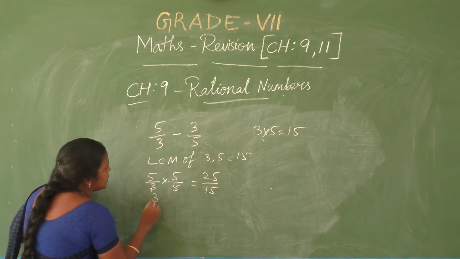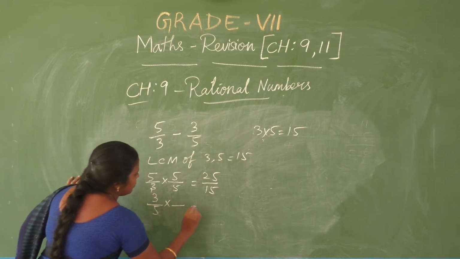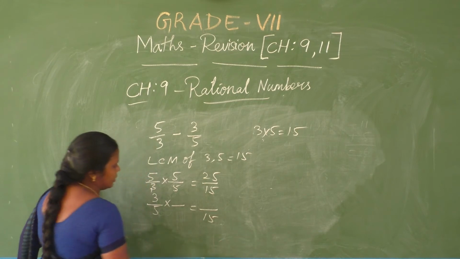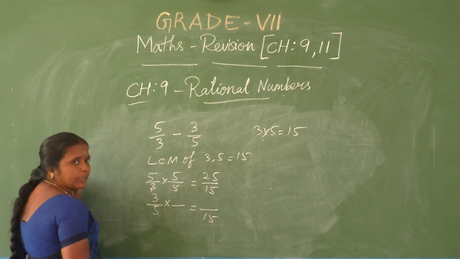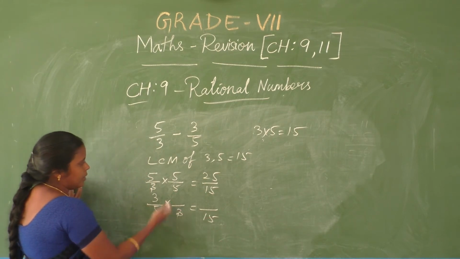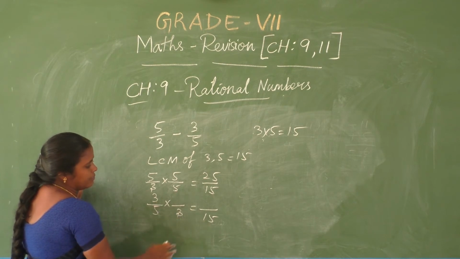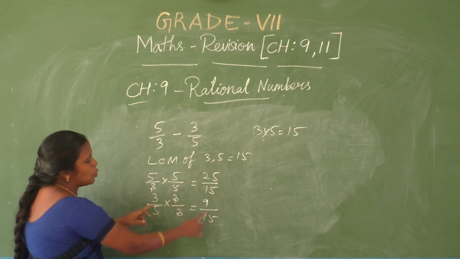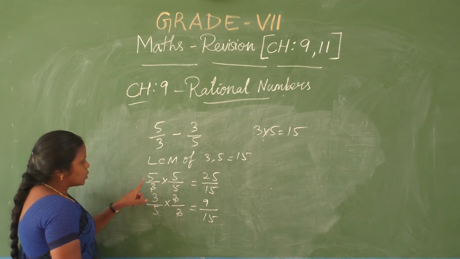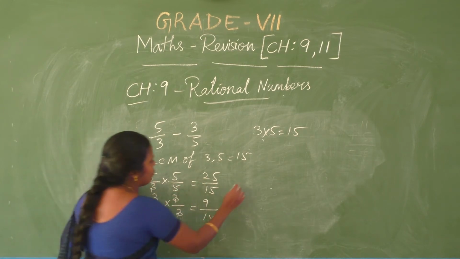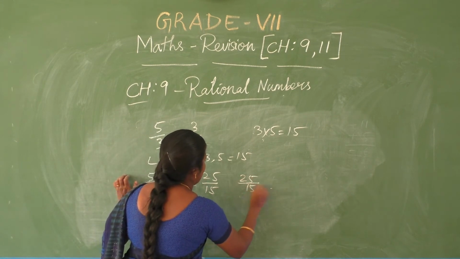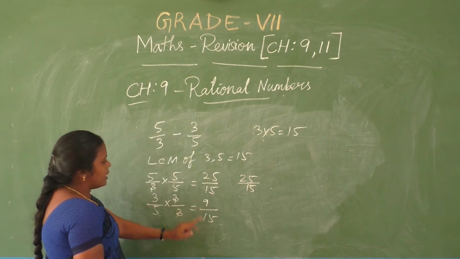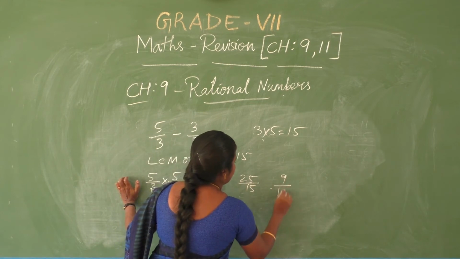Take that 3 by 5. LCM answer I want here. What to do? 5 into dash equal to 15, same as here. 5 means here 3. 5 3s are 15. Here 3 means upper also 3. 3 3s are 9. So both are equivalent fractions. Clear? So 5 by 3 equivalent is 25 by 15, and 3 by 5 equivalent is 9 by 15.